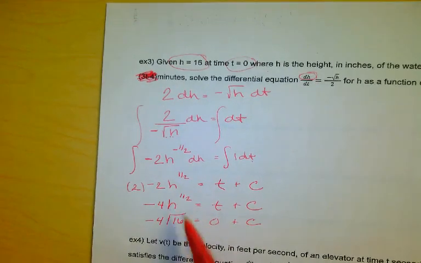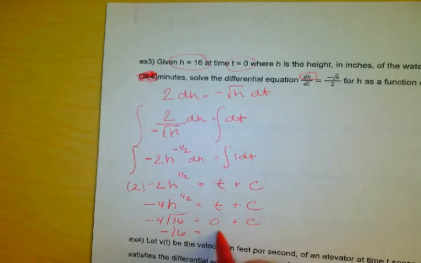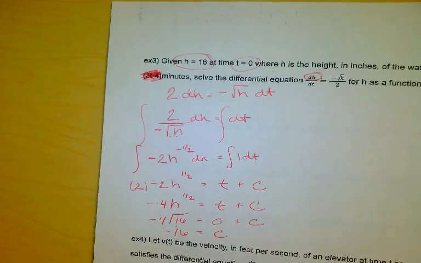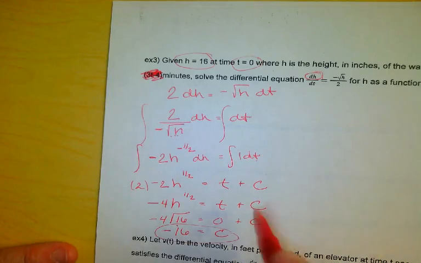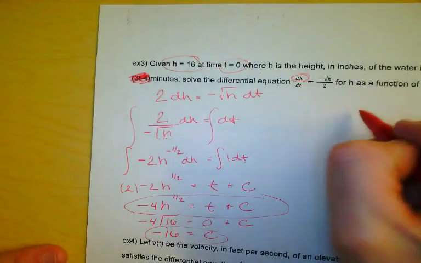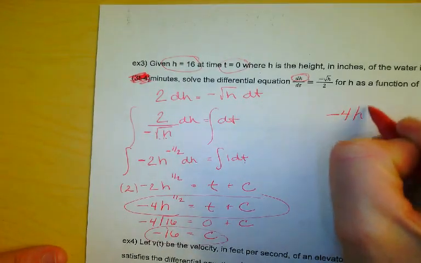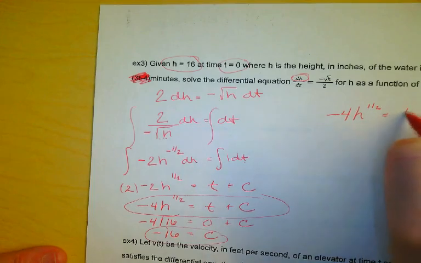So that h to the 1/2 I just rewrote as the square root for myself. Square root of 16 is 4. I think I've got negative 16 as that c value. And then I'm going to take that and plug that into this equation here.